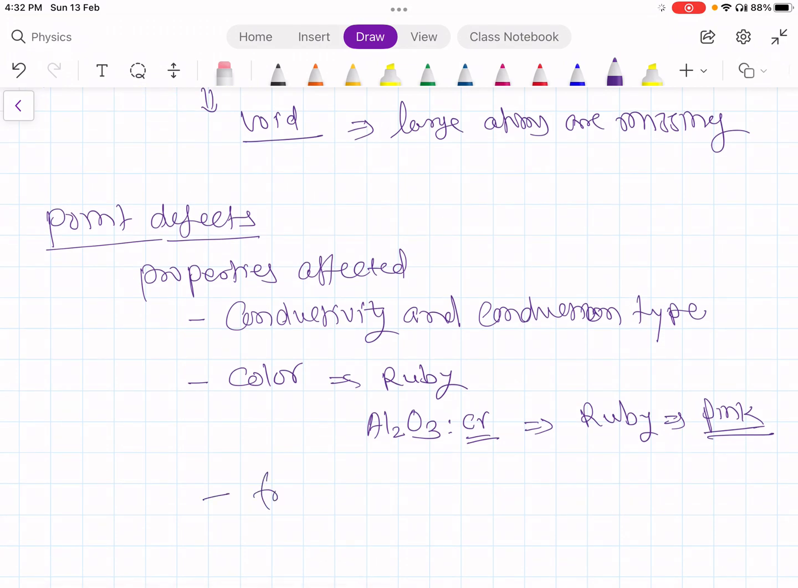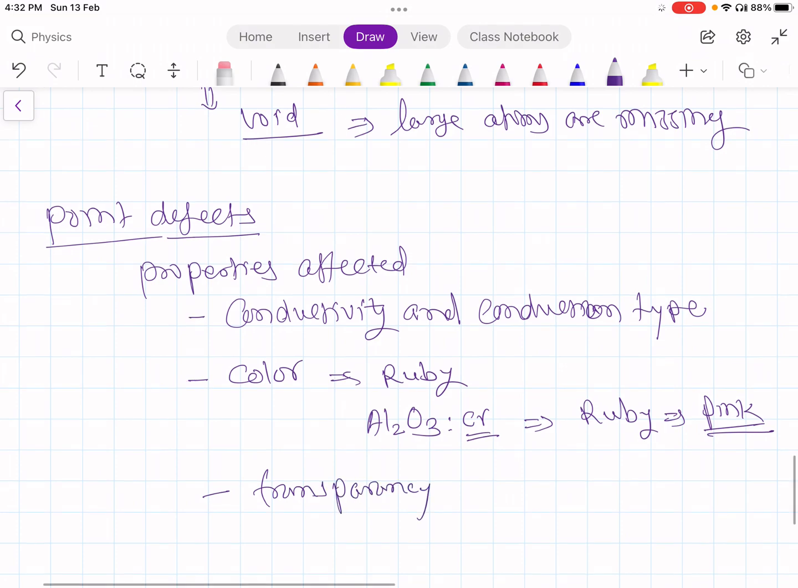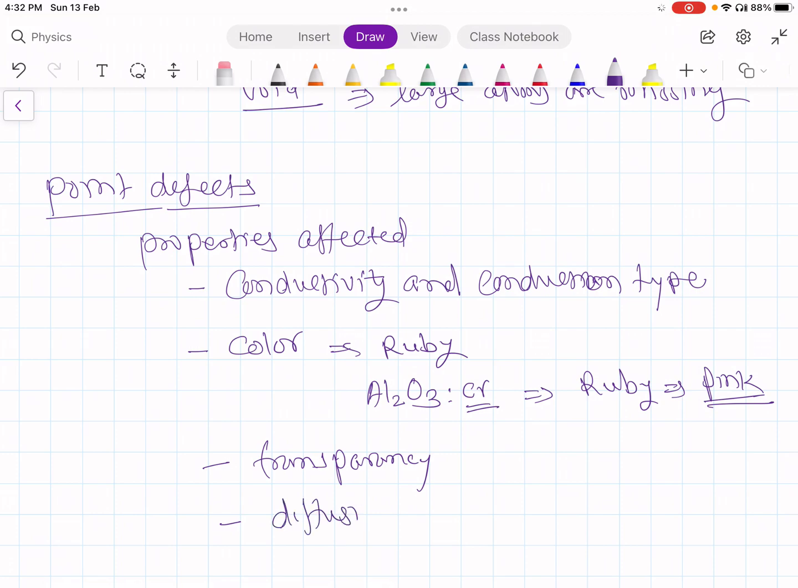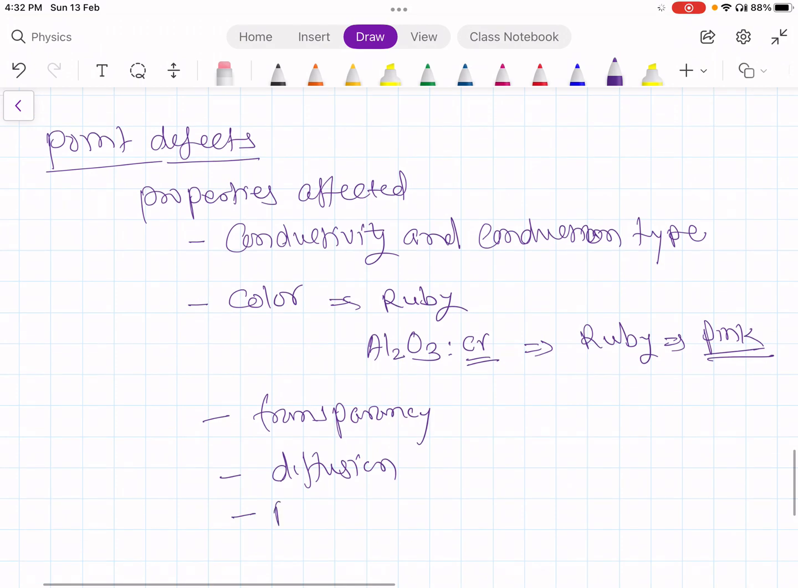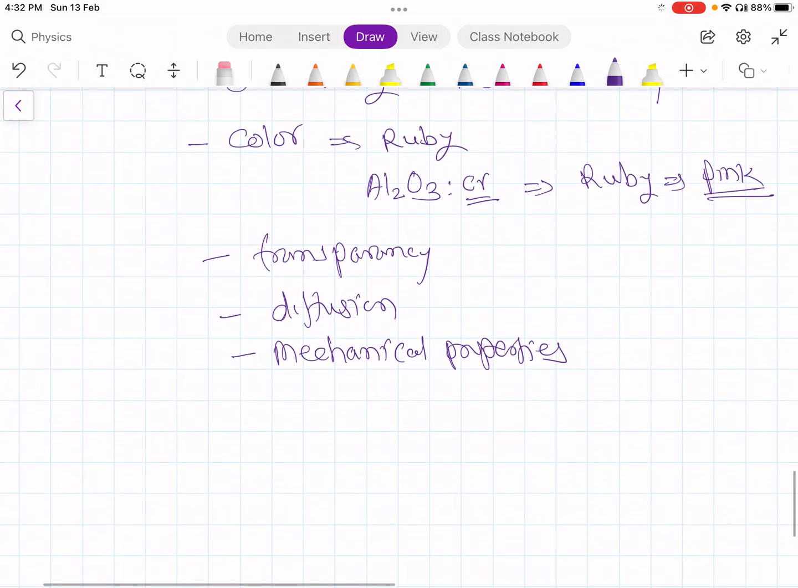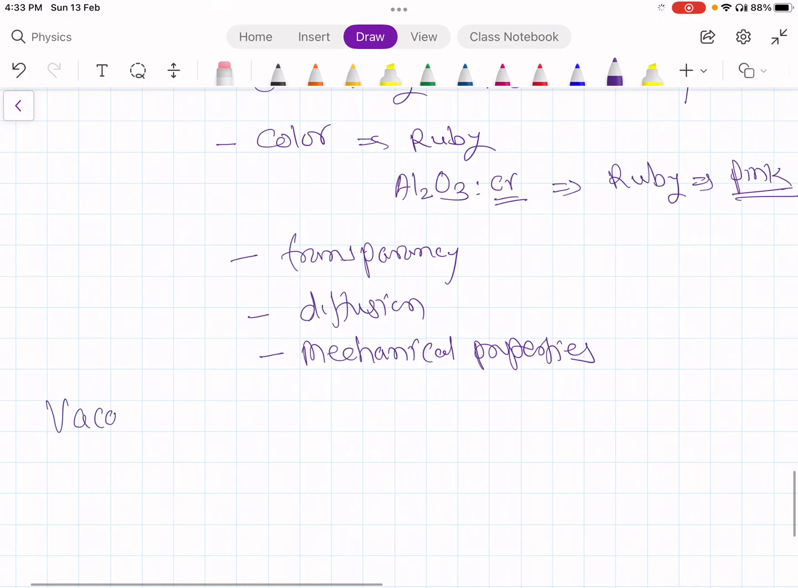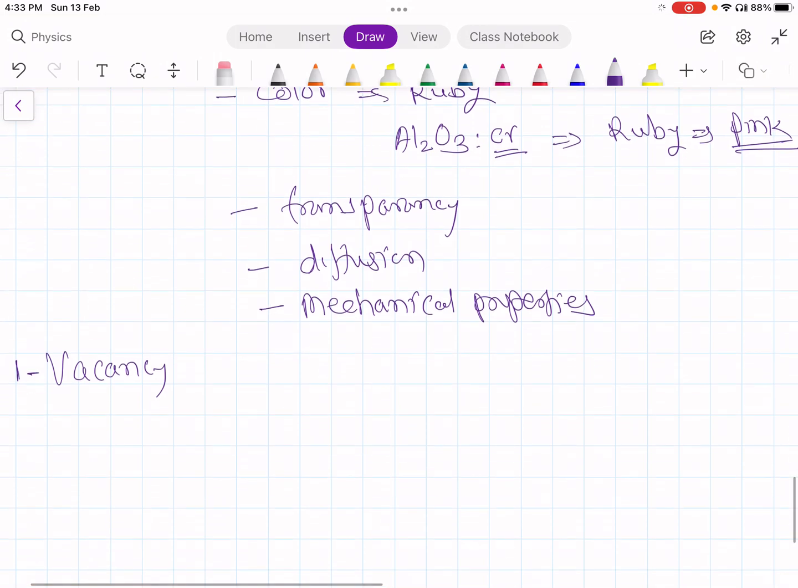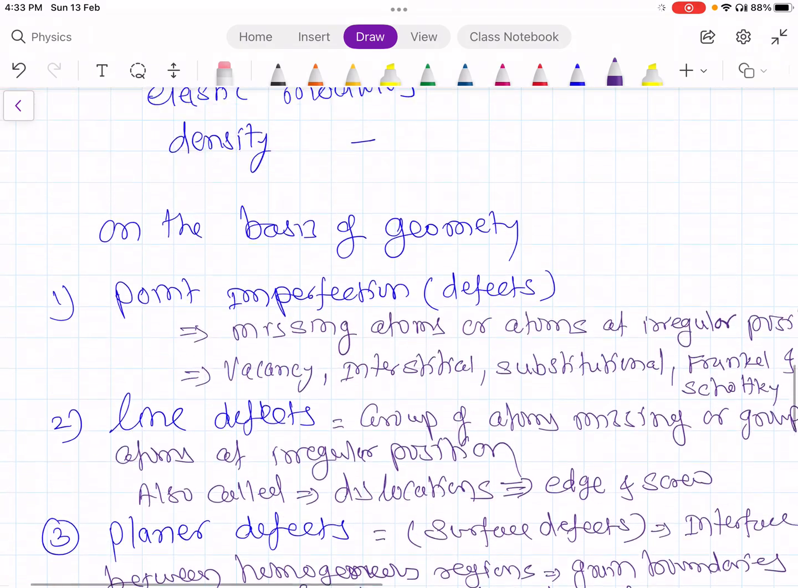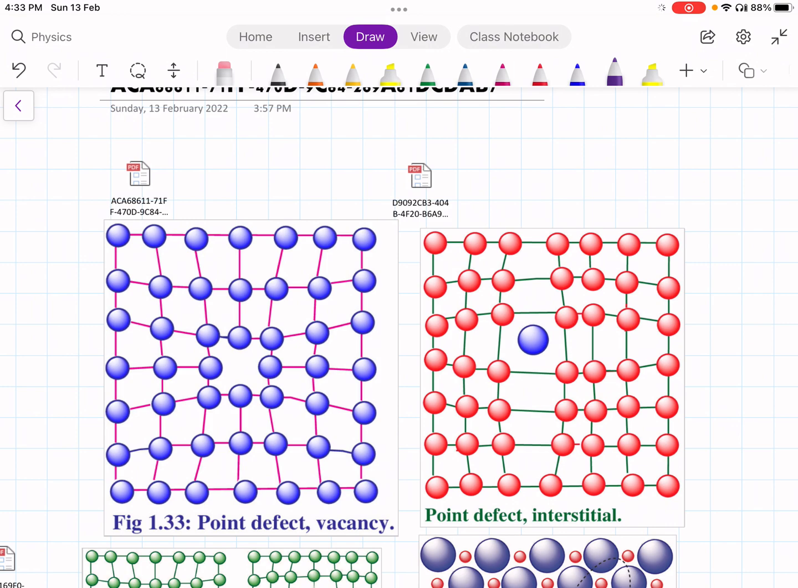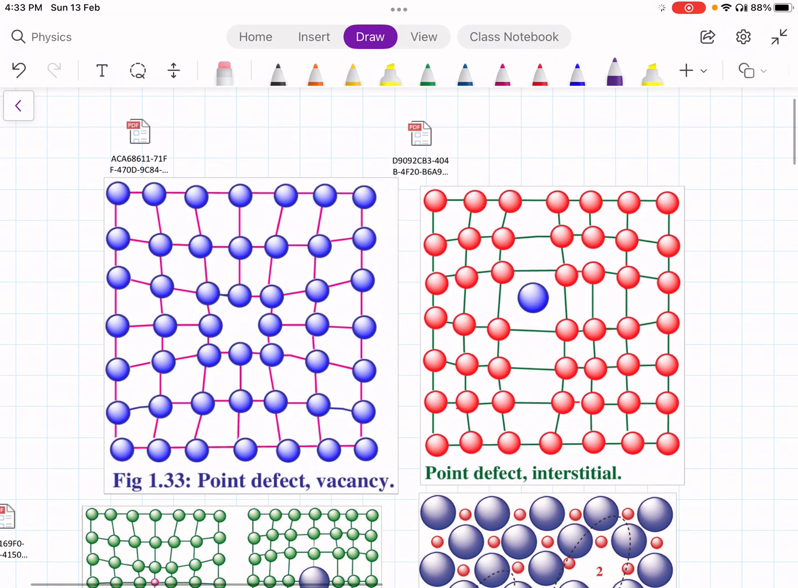Similarly, transparency, diffusion and mechanical properties are affected because of the point defect. Now let's go one by one. The first point defect is vacancy. Let me show the diagram for this. I will insert the diagram there.